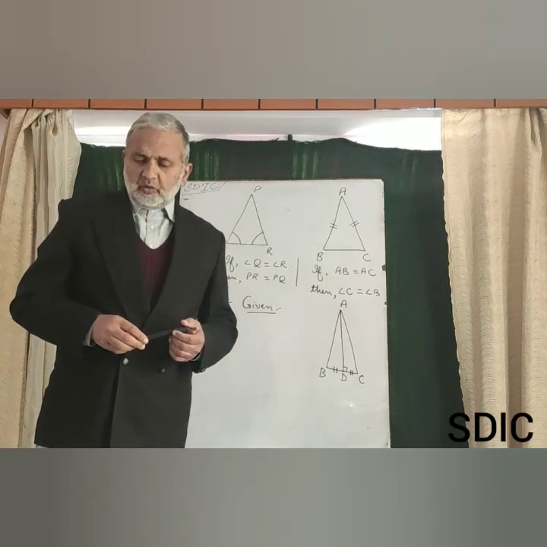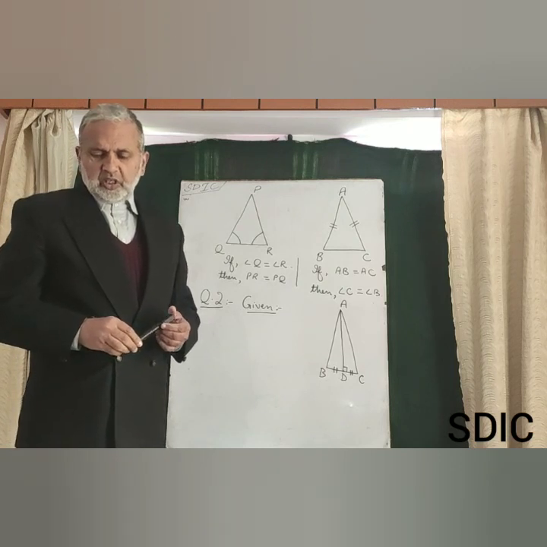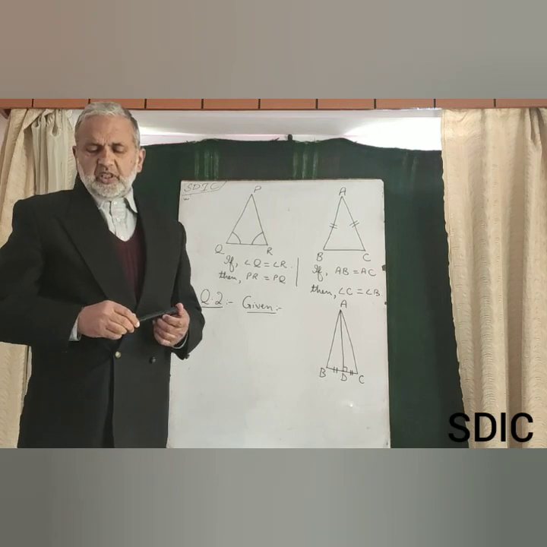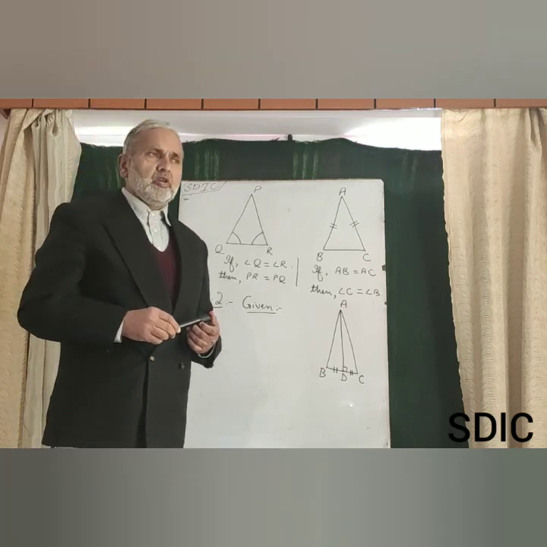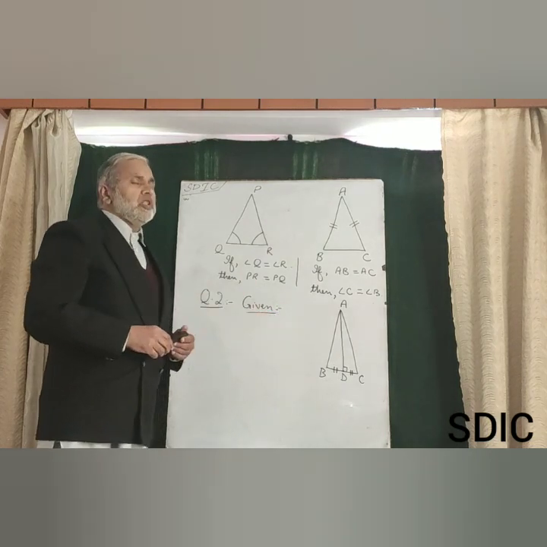For this question, what is given to us? Look at your textbook. The given information is, in triangle ABC, AD is the perpendicular bisector of BC. This is the given information. So you'll write that accordingly with the title given.